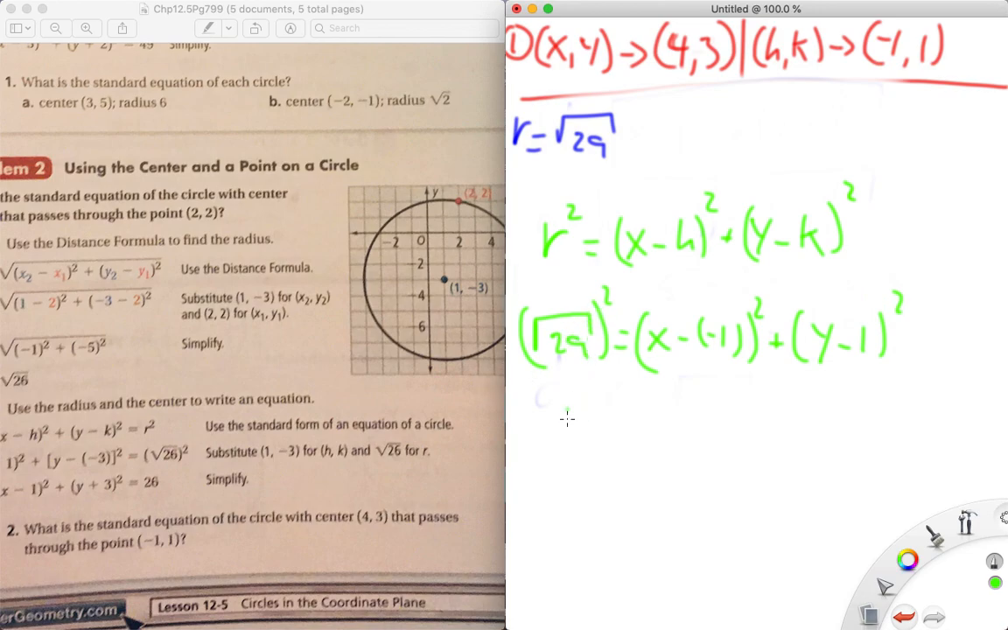So the square and the square root cancel out, so it's going to be 29 is equal to x plus 1 squared plus y minus 1 squared. And that is our equation. So that's got it, number 2.